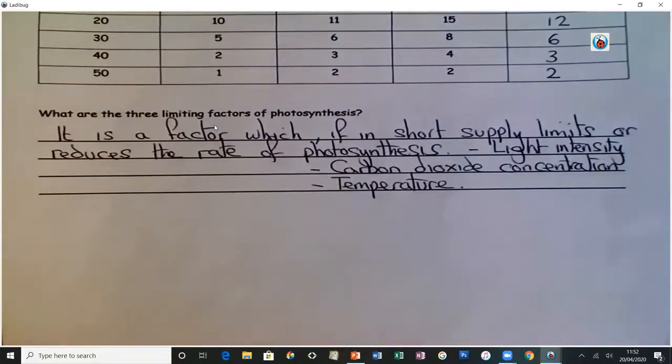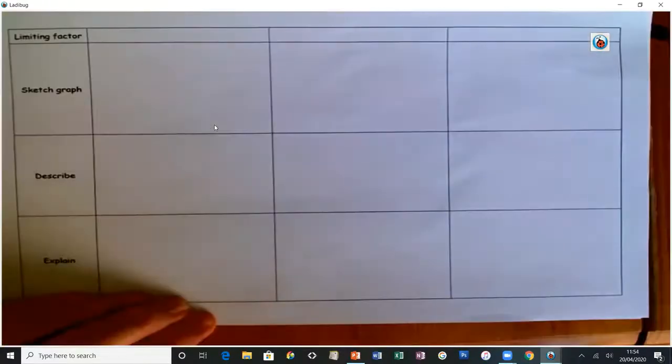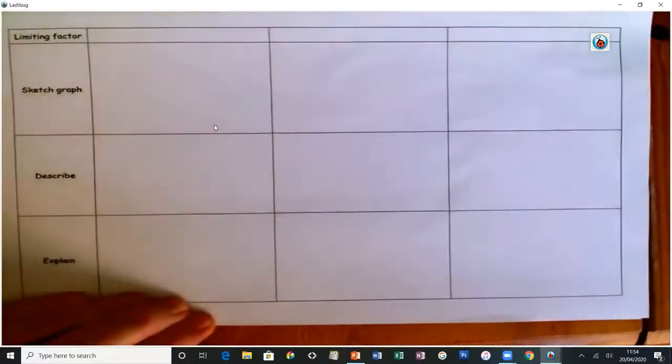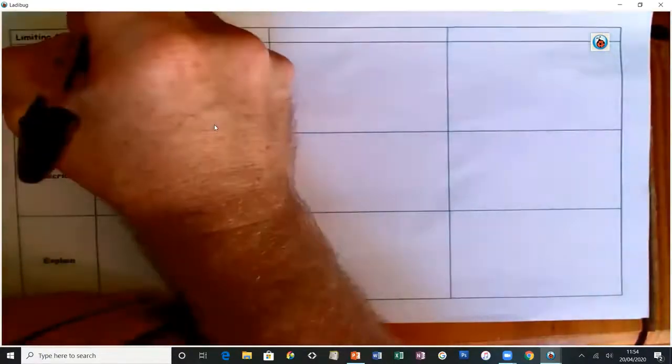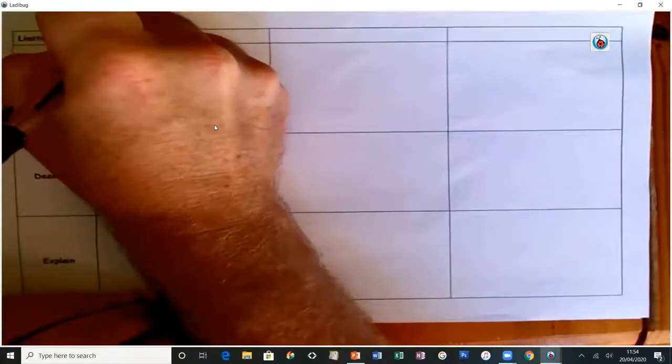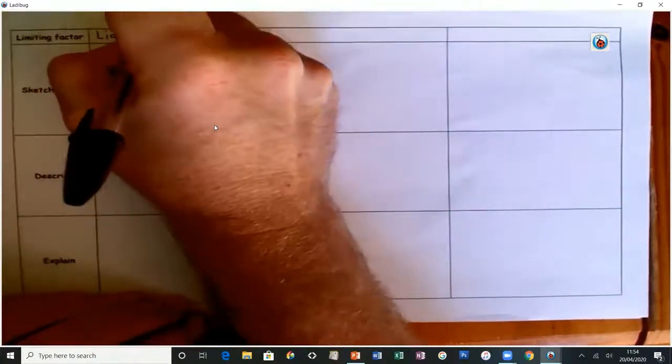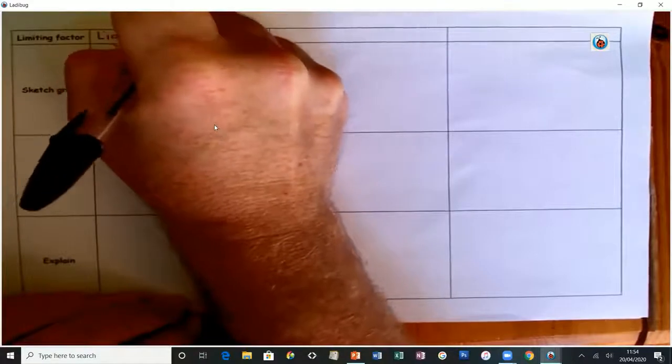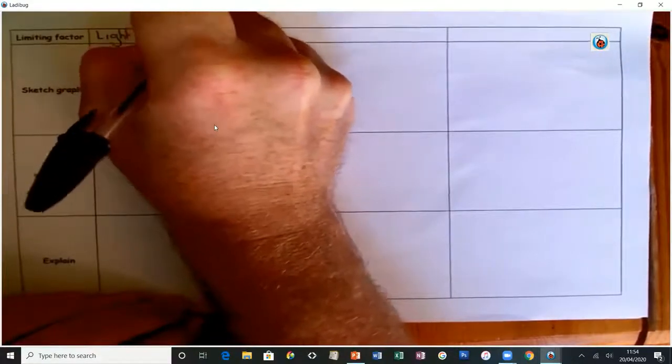So if you can get the next sheet, we'll look in more detail at these limiting factors. The first limiting factor we will look at is light intensity. So if we write light intensity in the first box.